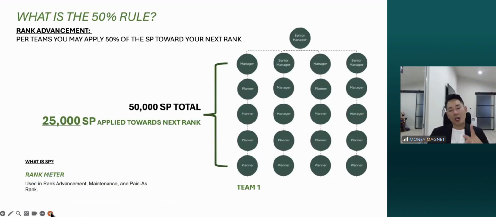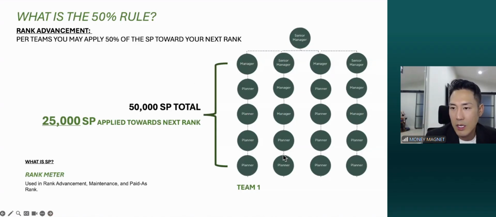All right. Now, I want to share with you guys tonight, what is the 50% rule? Now, when it comes to rank advancements, there's something you guys need to pay attention to, okay? So per team, you may apply 50% of the SP towards your next rank. Now, remember, 100% of all the work and the BP you do, you're getting paid based on the rank. Now, if you want to unlock that next pay grade, you want to get to the next pay level, you want to get to that next rank. If you're a manager running for senior manager, or you're a senior manager running for team leader, one thing to be mindful of is when you're calculating the total SP, I would call each team a leg.